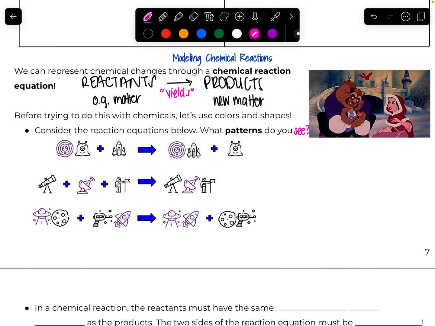So here's some things that you should have noticed. Everything that's present on the left is also present on the right, but it's rearranged. It looks different, in a different form on the left than it does on the right. That's the definition of a chemical reaction, right? I took original stuff, I broke it apart, I put it back together in a different way. The other thing you should notice is the same number of things are present on the left and the right. This goes back to the idea that we talked about all the way back in Unit 1.